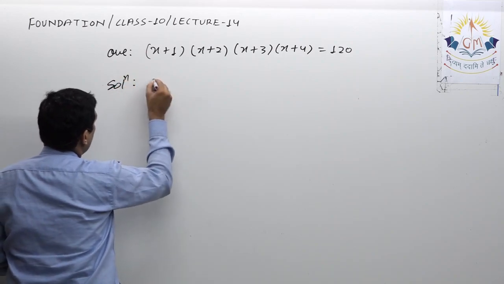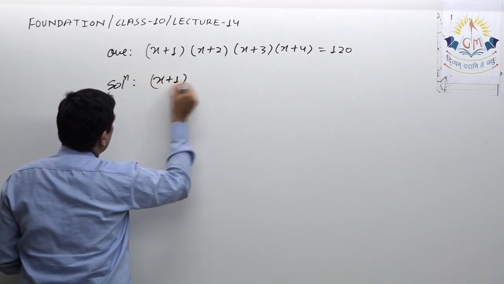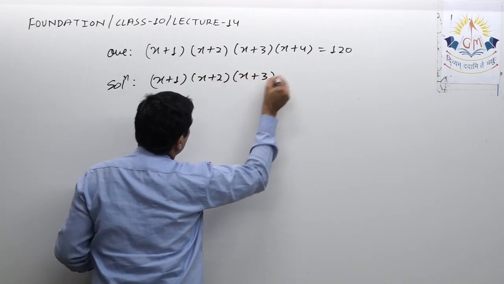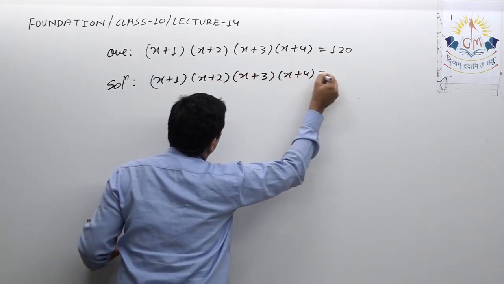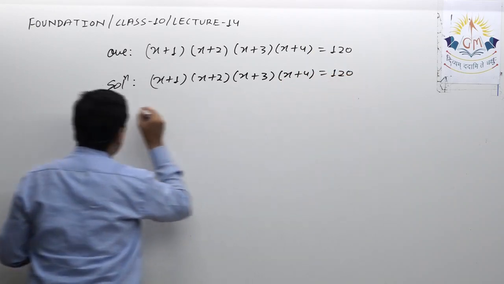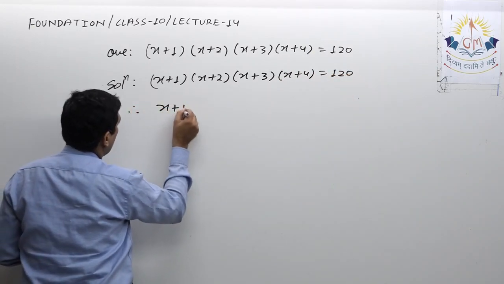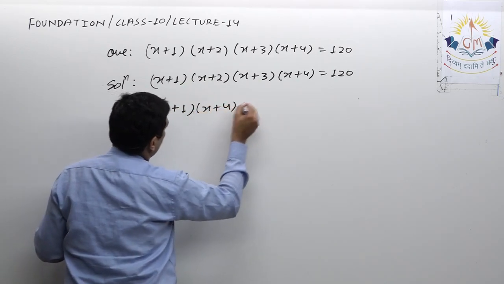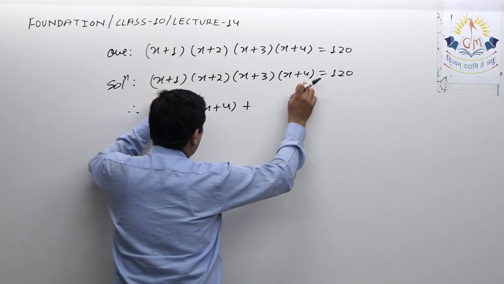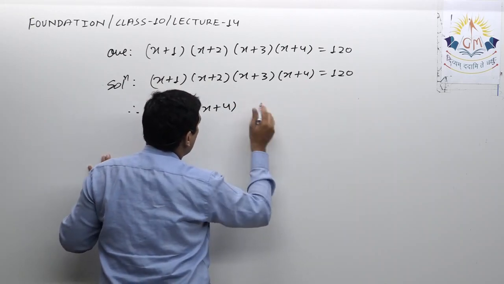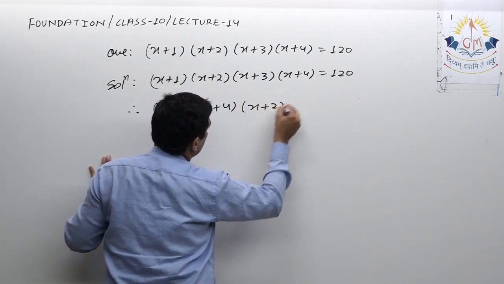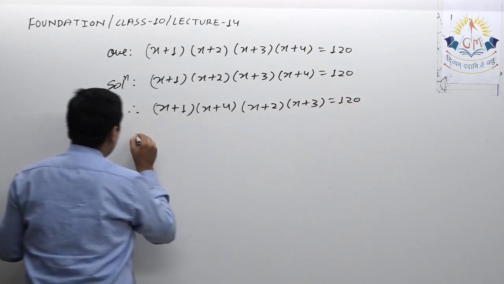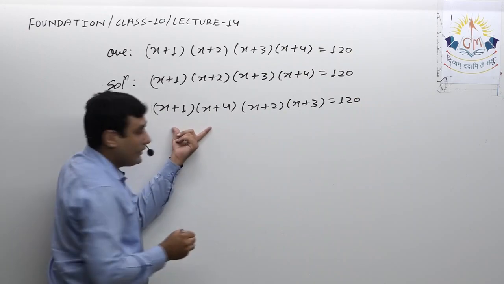So here I will write (x plus 1) multiplied by (x plus 2), then (x plus 3), then (x plus 4) is equal to 120. Therefore I will take x plus 1 with x plus 4. Where the sum of the constants is the same, I will take those two terms together and then start multiplying.